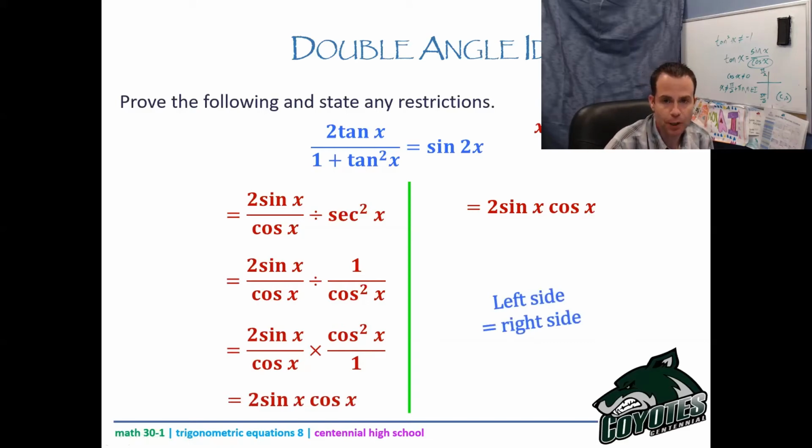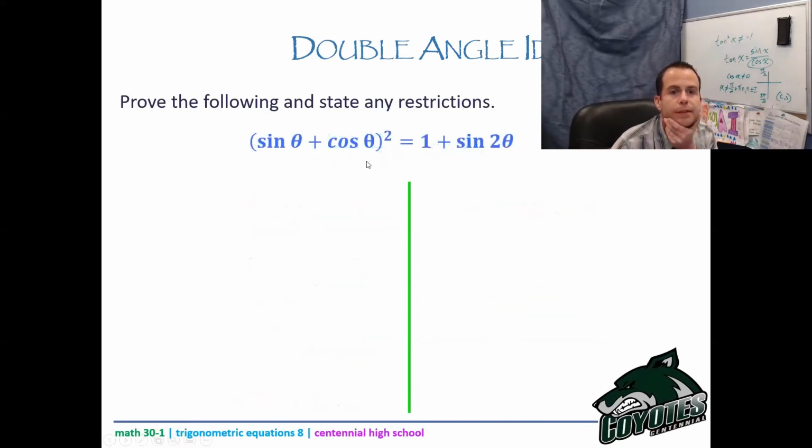Okay, awesome. Next guy is sine theta plus cos theta all squared equals 1 plus sine 2 theta. Now, again, first thing you want to think about is restrictions. There are no restrictions in this one. So I've actually physically written no restrictions. You don't have to write that.